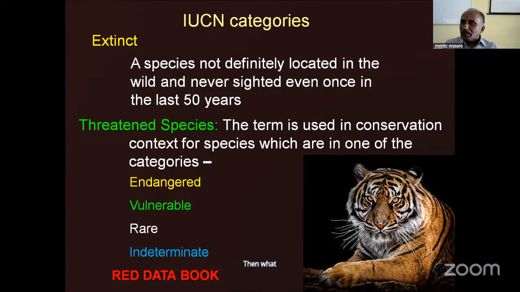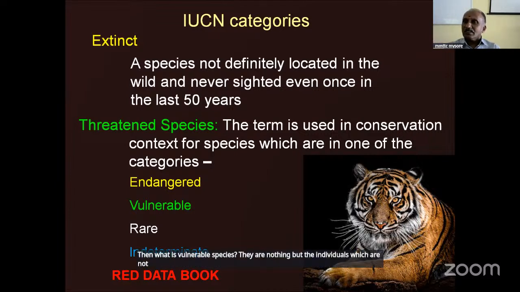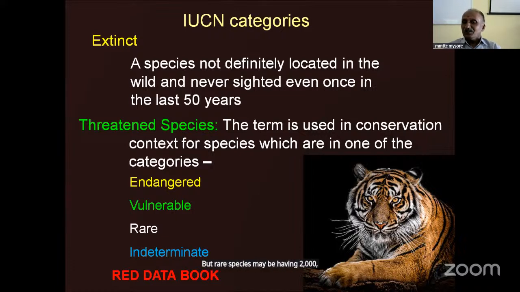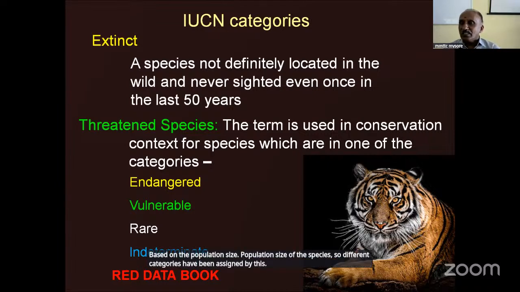Then what is a vulnerable species? They are nothing but the individuals which are not as critically low in number as endangered species. Suppose an endangered species has only 50 individuals, a vulnerable species may have around 200 individuals. A rare species may have 2000 individuals. So, based on the population size of the species, different categories have been assigned by the IUCN, the International Union for Conservation of Nature and Natural Resources.